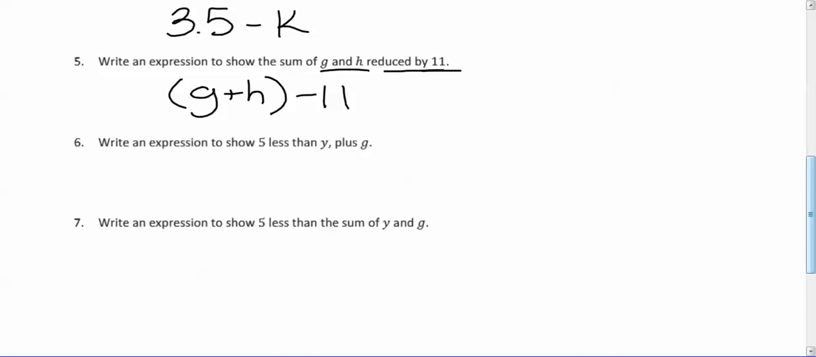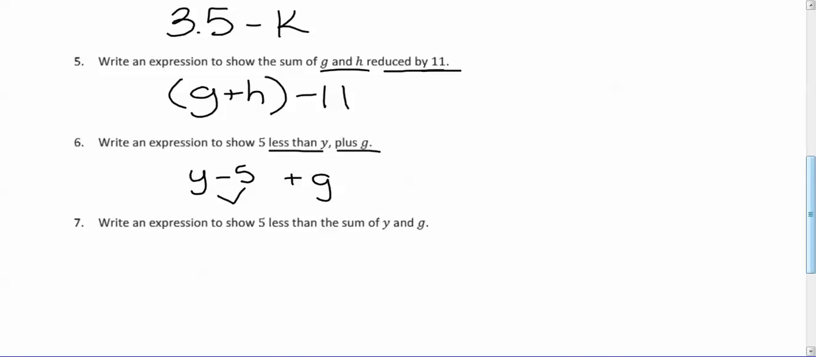Write an expression to show 5 less than y, then they have a comma, plus g. So we need to write 5 less than y first. What's 5 less than y? Connor? 5 less than y is y minus 5. Very good. And then plus g, so we are just going to write plus g. All right, so again, parentheses in this case technically wouldn't matter, because even if we took those out, we'd still have to do this part first because it came first in the problem.